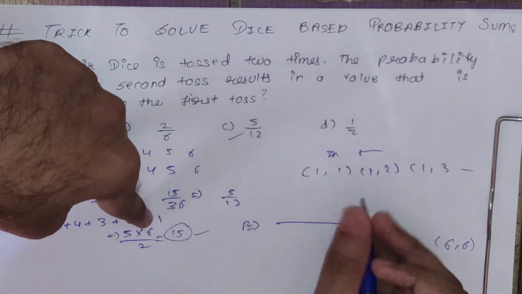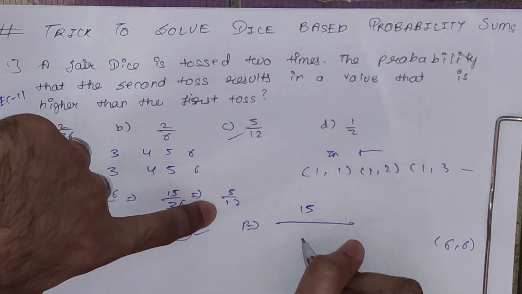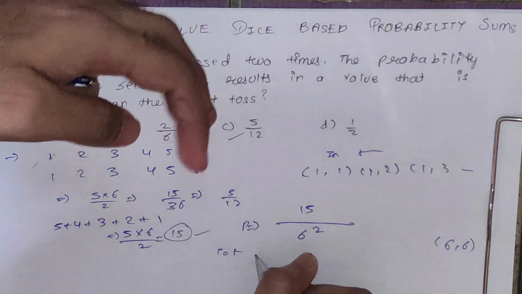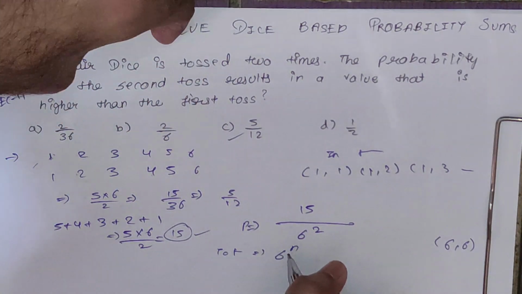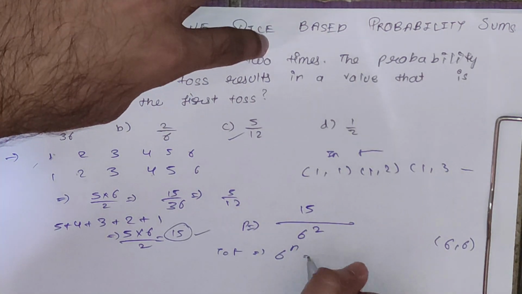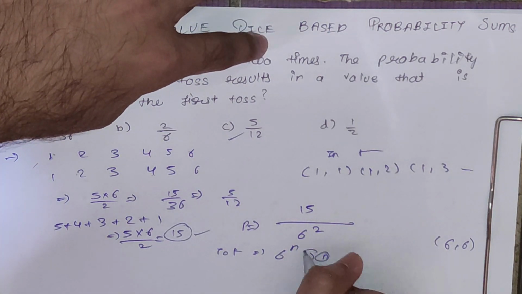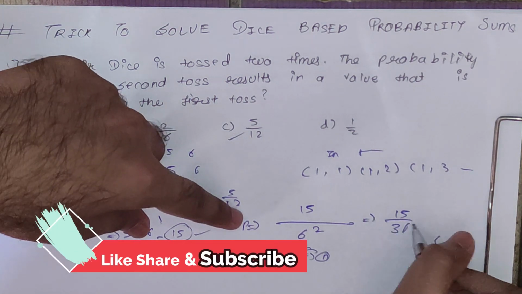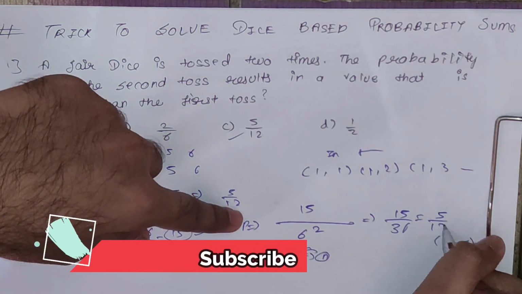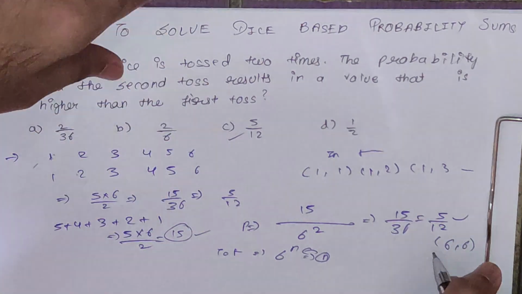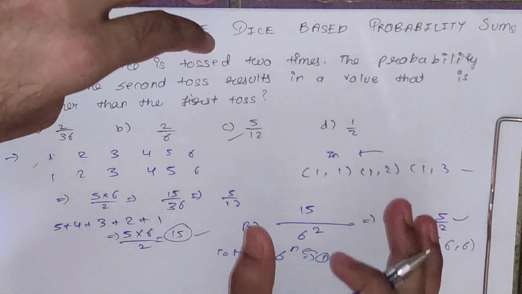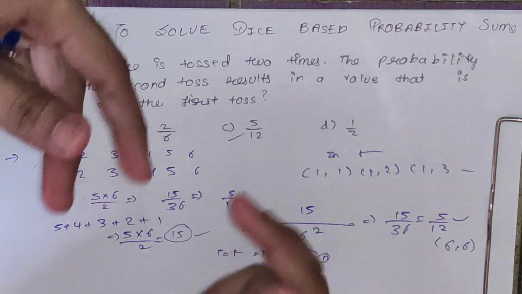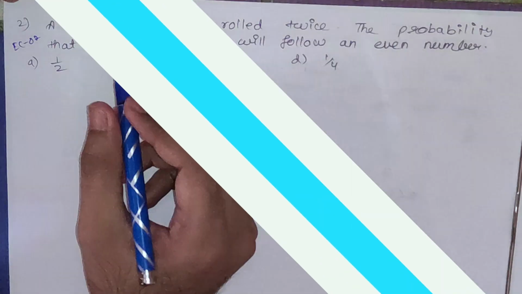So here the favorable outcomes are 15, upon total outcomes, which will be 6 raised to 2. Basically the total number of outcomes for a dice will be 6 raised to n. Since the dice is rolled 2 times, n will be 2. So the answer will be 15 by 36, basically 5 by 12. 3 5s are 15, 3 12s are 36. So you can see by smart counting you can solve this type of sum in just 5 to 10 seconds. Now let's see the second sum.